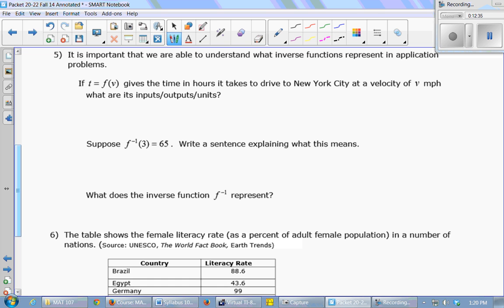I didn't even have a formula, but what are my inputs for this function? V. V is miles per hour, right? And what is the output of this function? T, and that's hours. Good. So that's just a standard function. Input a speed, and it tells you how long it will take you to get to New York City driving that fast. So what does it mean if I say that f inverse of 3 equals 65?